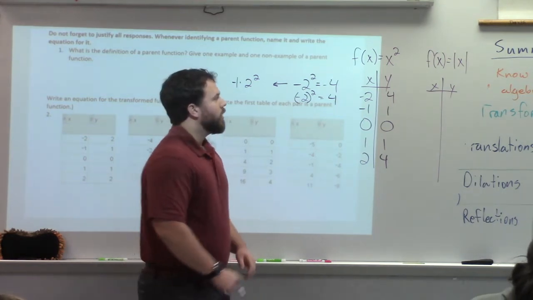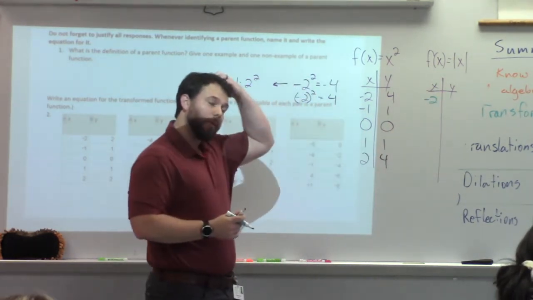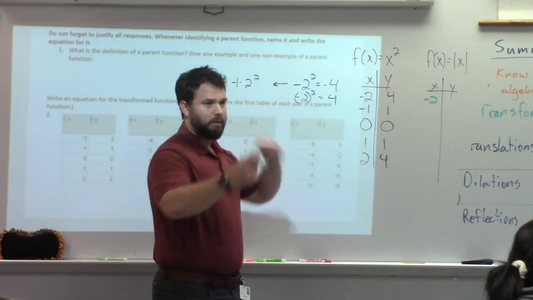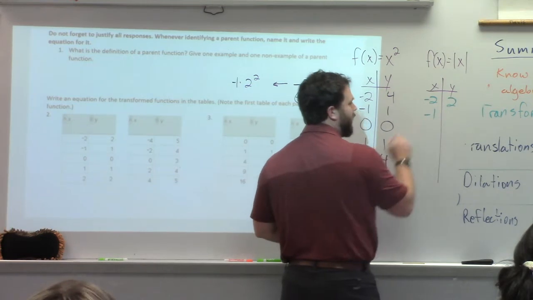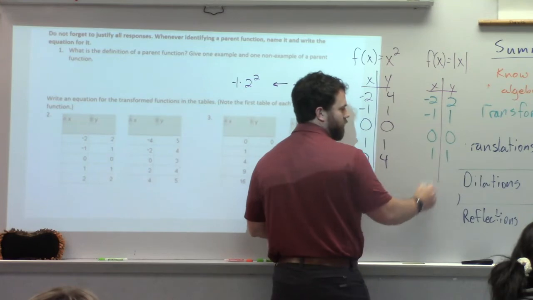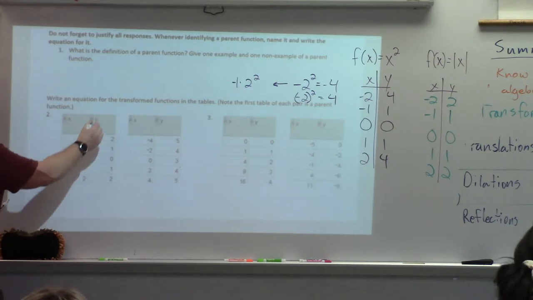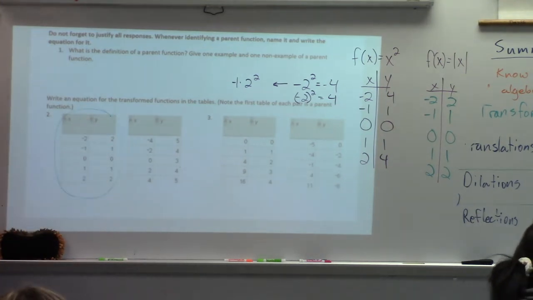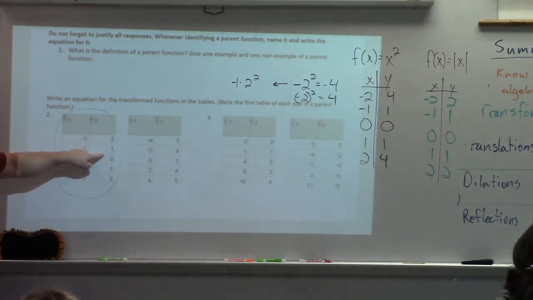Okay? But what do we mean by the absolute value? The distance away from 0. How far is -2 from 0? 2. How far is -1 from 0? 1. 0 from 0. 1 from 0. And 2 from 0. So for those of us who struggled with it, what type of function was this? Absolute value. See how -2 is 2 units from 0? -1 is 1 unit from 0?